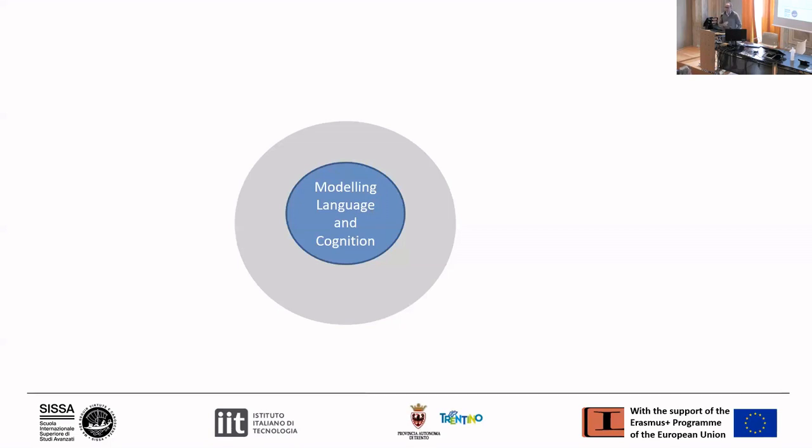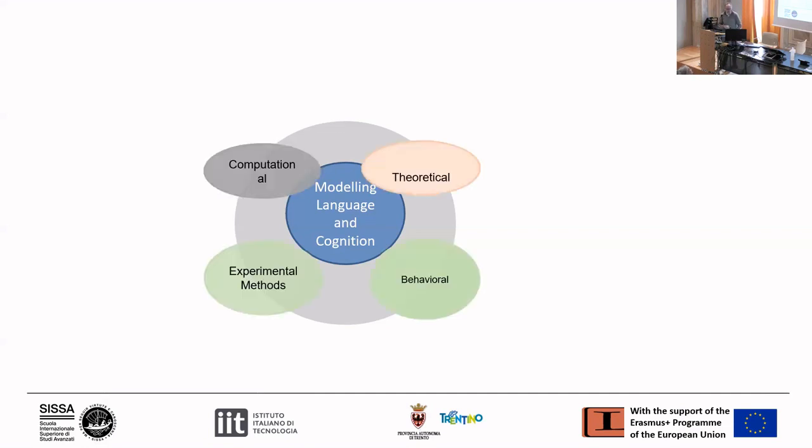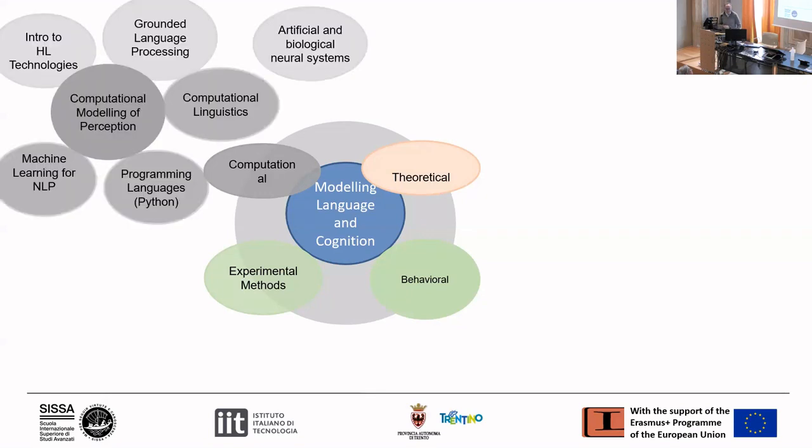So now to look more at the individual courses, and keeping in mind that some of these courses sometimes change from year to year due to various movements of faculty. The general idea here is modeling language and cognition, and that can be divided into 4 different areas, which are computational, theoretical, experimental methods, and behavioral. On the computational side, we have courses like computational linguistics, the programming Python course, machine learning for NLP, computational modeling of perception, and things like grounded language processing, which you see on top.